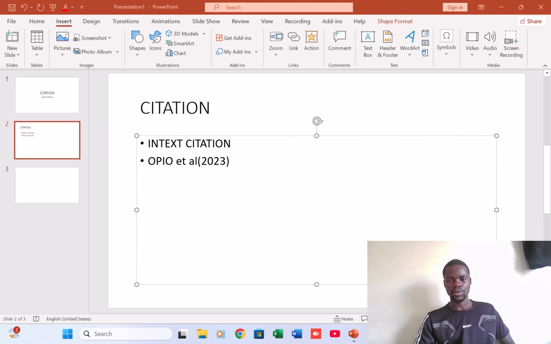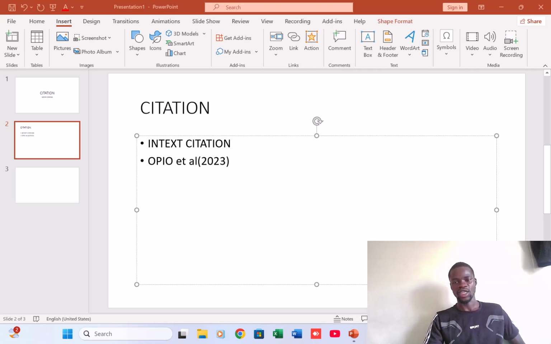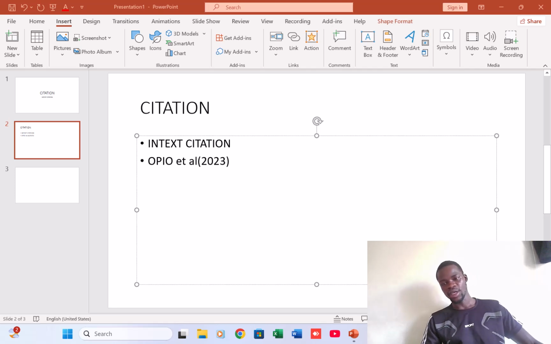I have much more to talk about citation, but for the sake of time, let's end here. In the next video, I will be talking more about citation, but this one will be using Mendeley Reference Desktop. More information will be in the video that's coming.